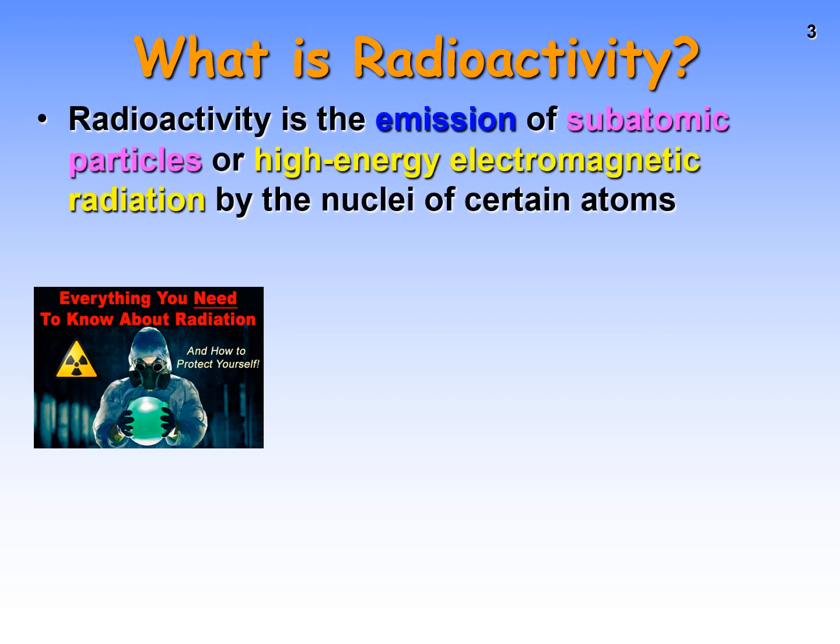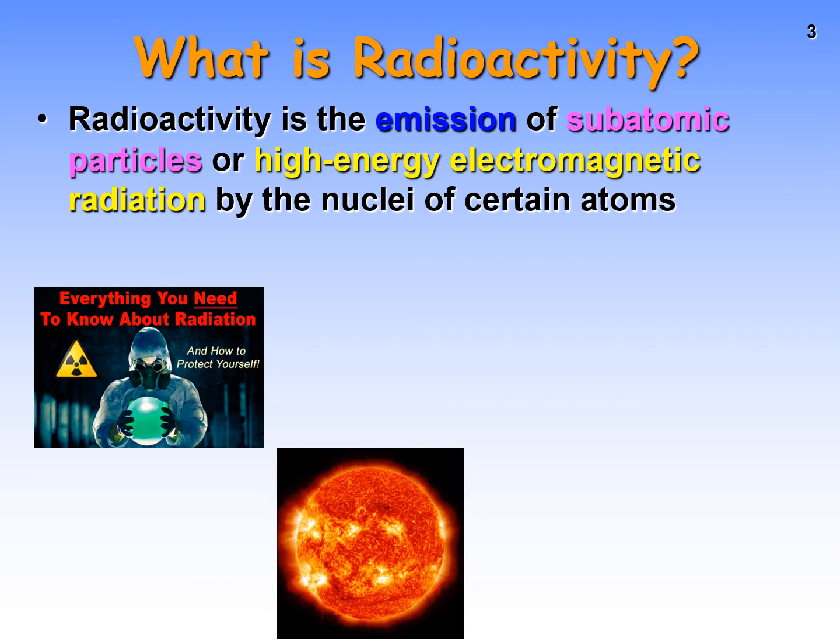So what is it actually? Radioactivity is the emission of subatomic particles or high energy electromagnetic radiation. And high energy electromagnetic radiation is just light, right? That's another name for light. And this happens via certain atoms. Usually if you have an unstable nucleus in your atom, it will emit a subatomic particle or electromagnetic radiation to become more stable. The sun does this constantly. It's where we get our light from.